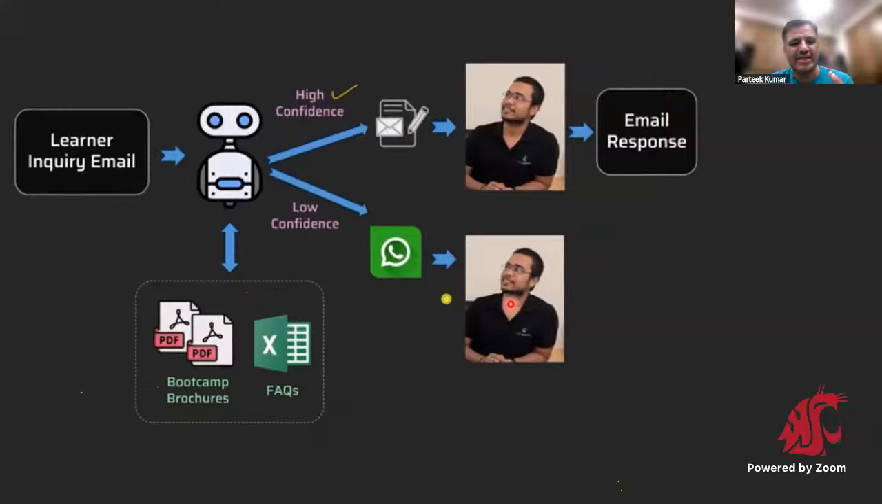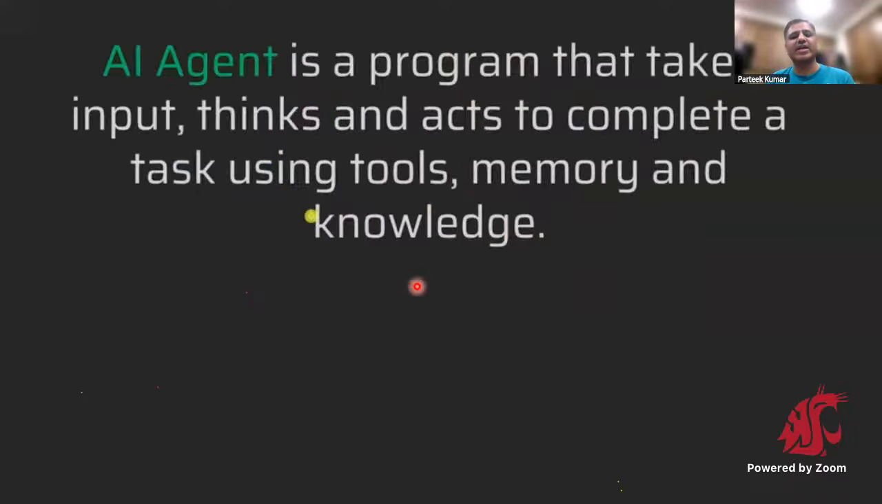So let's first understand this problem statement clearly. We are going to receive an email. Whenever we receive the email, we have to check if it is related to some refund policy or to our courses. Then it will access those brochures and, based on that, prepare the response. If our system has high confidence, it will create an email and send it automatically. But if our agentic AI system has low confidence, then it will not send the email, it will simply WhatsApp the concerned person. So this agentic AI system must have access to the knowledge source, to Gmail, and to WhatsApp, so that it can act accordingly.